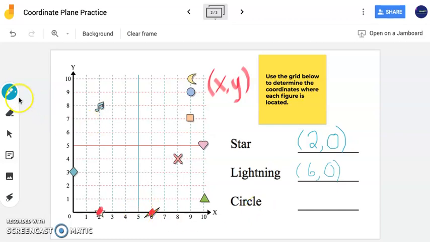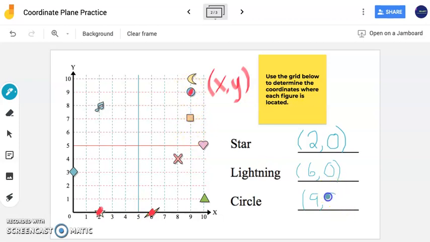Now my next point is going to be a circle. I'm going to identify where the circle is located with a point right here. Now again, I'm going to do the same thing like I did for the previous problems. I always start at my origin. I'm going to go to the right 1, 2, 3, 4, 5, 6, 7, 8, 9. That's giving me an x value of 9, and now I need to determine my y value. So let's see how many spaces I'm going up to determine my y value. 1, 2, 3, 4, 5, 6, 7, 8, 9.